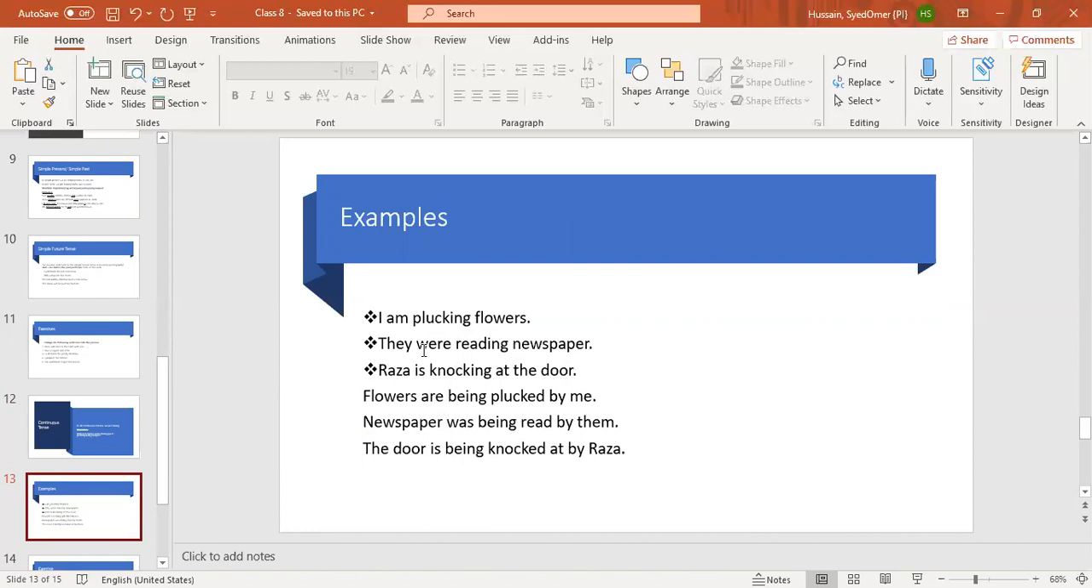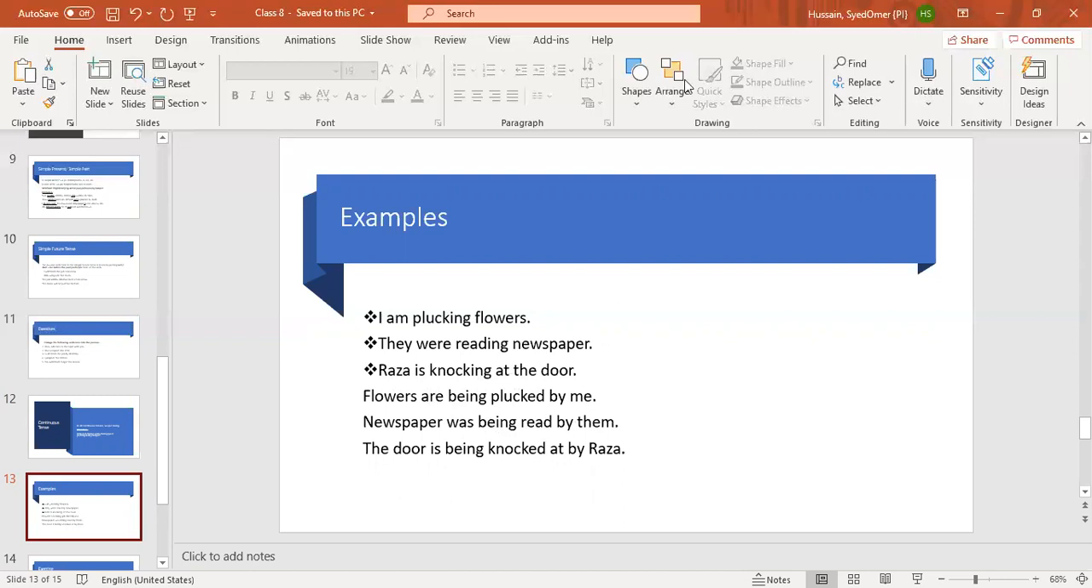Newspaper, it's past tense, and newspaper is singular, so we have to put was. Newspaper was being read by them. Students, I've told you that read, read doesn't mean you put red or red. So pronunciation is changed. Newspaper was being read by them. Raza is knocking at the door. The door is singular, so we are going to put is, then being, third form of knocking, knocked at by Raza. Any confusion?